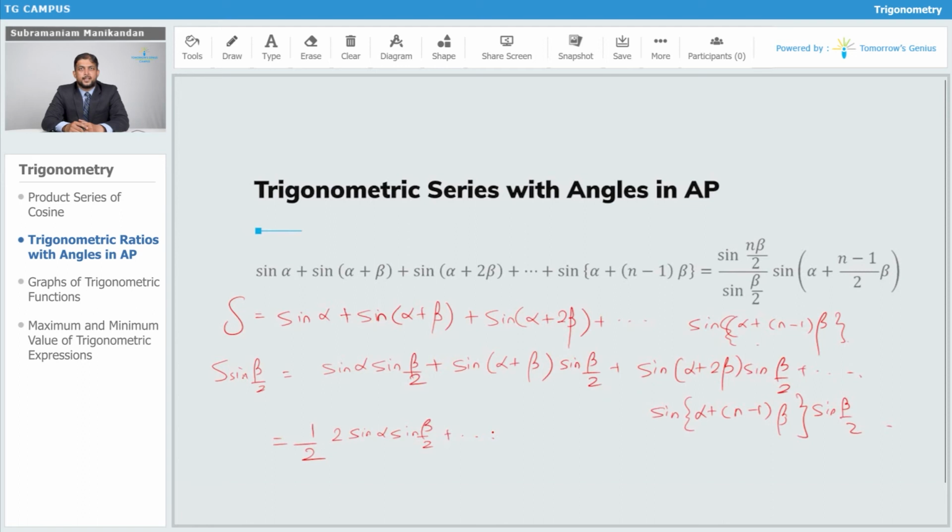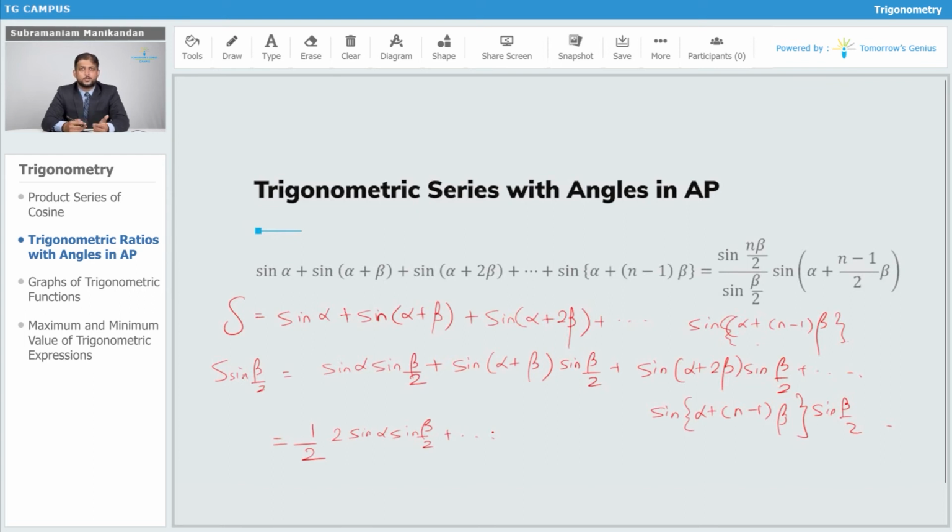2 times sine alpha sine beta by 2, which becomes cos of alpha minus beta by 2 minus cos alpha plus beta by 2. The second term becomes cos of alpha plus beta by 2 minus cos alpha plus 3 beta by 2 and so on.